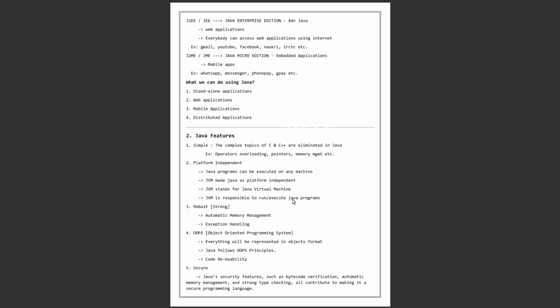When we run the program, we'll get a bar. I'll show you while executing the program, then you can understand it pretty well. It's robust and strong. When you allocate memory in C or C++, we need to allocate it manually. But coming to Java, it is automatically managed by JVM.